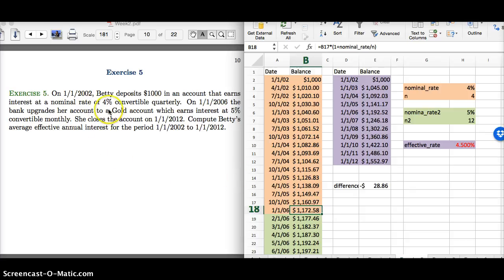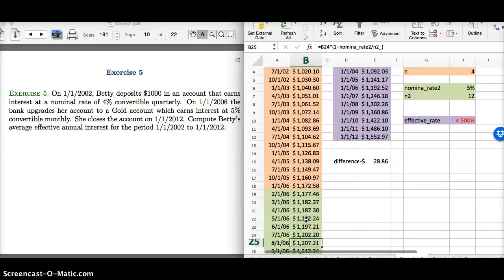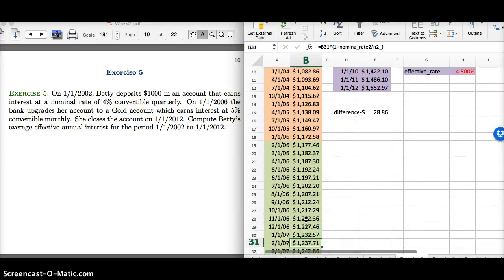And then the bank upgrades her account to a gold account, which earns interest at 5% convertible monthly. So now I'm going to use this monthly rate, this nominal rate of 5%, and it's convertible monthly. So to get her balance on February 1, 2006, I would take the $1,172.58 and multiply it by 1 plus nominal rate 2, the 5%, divided by n2, which is 12. And that formula gets copied down until January 1, 2012.